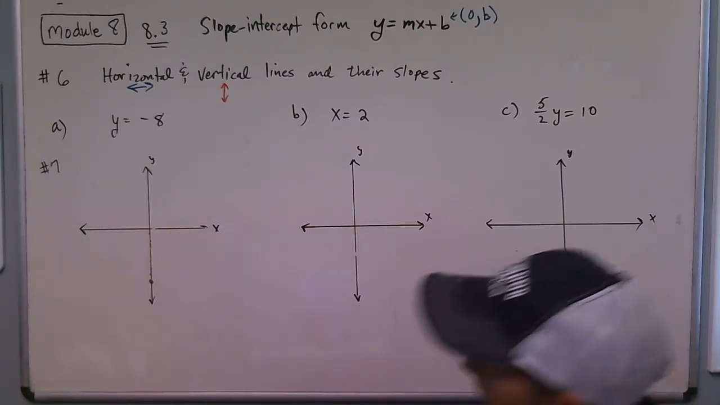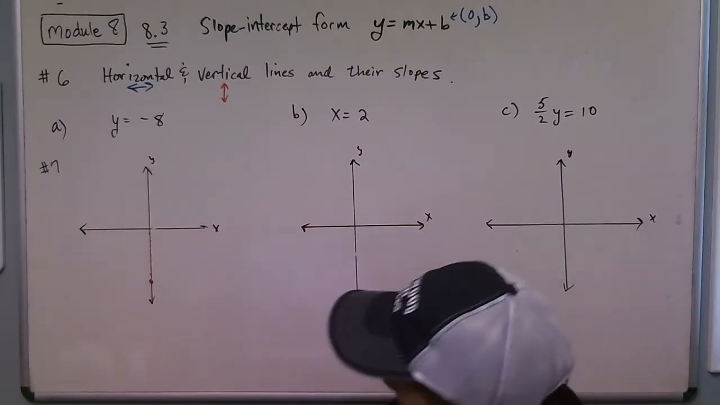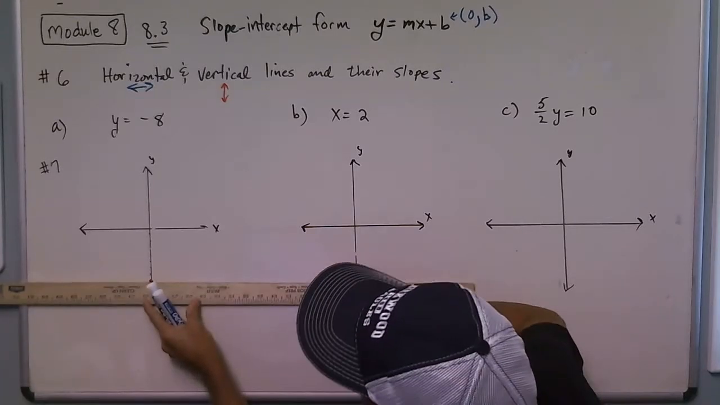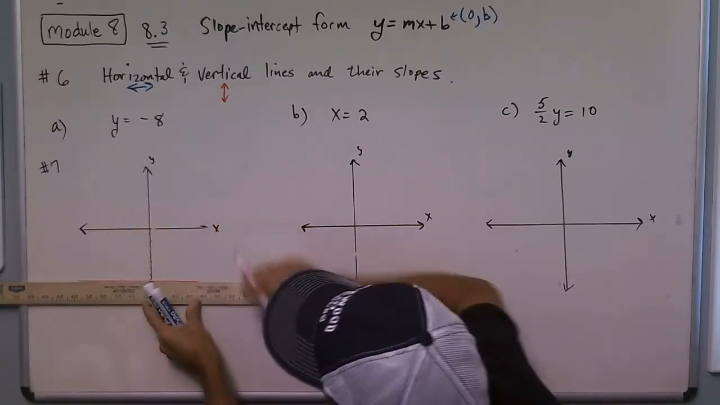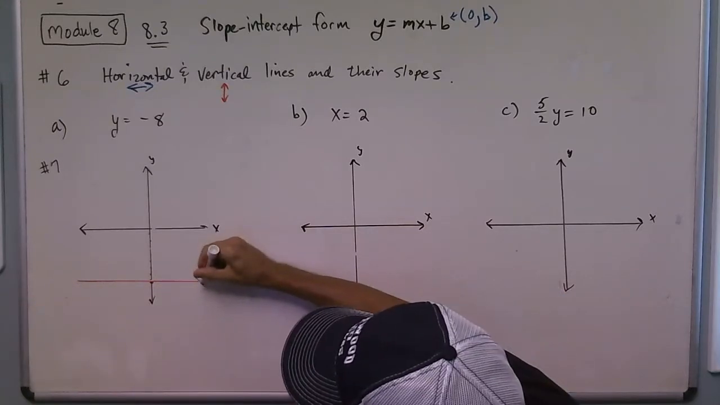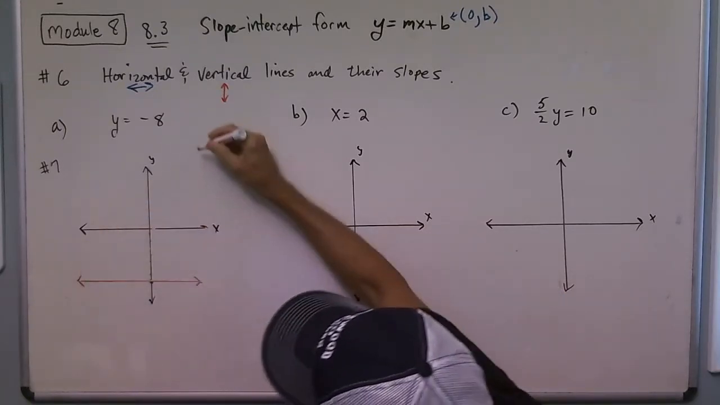And we have a horizontal line that's going through -8. And I'll try to draw this parallel to the x-axis, but it's a little tough sitting here. Okay, so we get a horizontal line. Okay, so this is horizontal.